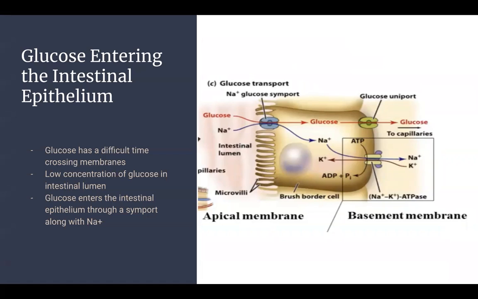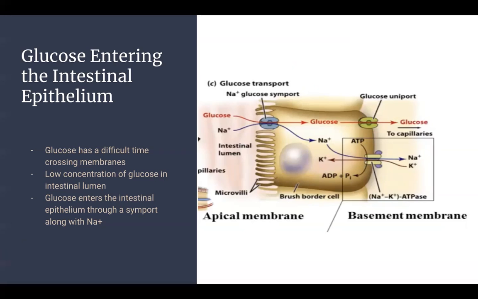This can be achieved through a symport. A symport is a mechanism in a membrane which allows for two molecules to move in the same direction. Glucose is first taken from the gut or the intestinal lumen and is transported along with sodium by a sodium-driven glucose symport, which is situated on the applicable membrane surface.